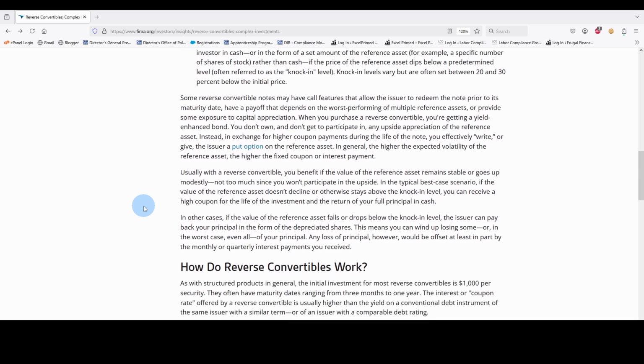In general, the higher the expected volatility of the reference assets, the higher the fixed coupon or interest payment. Usually, with a reverse convertible, you benefit if the value of the reference asset remains stable or goes up modestly. Not too much, since you won't participate in the upside.